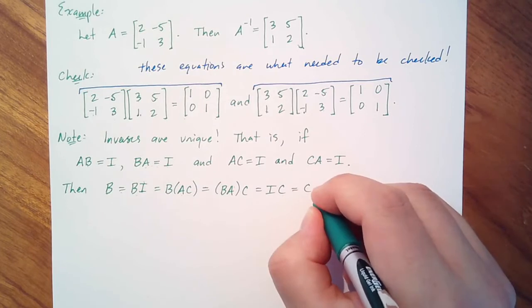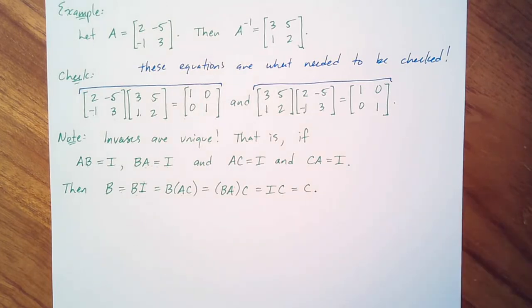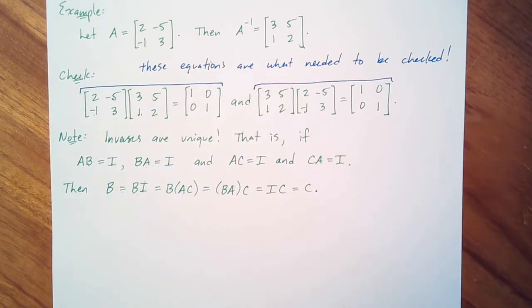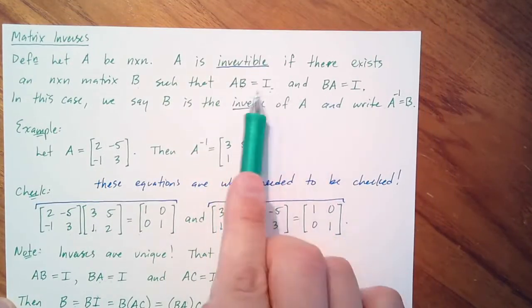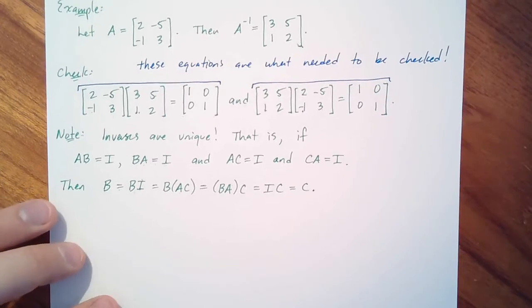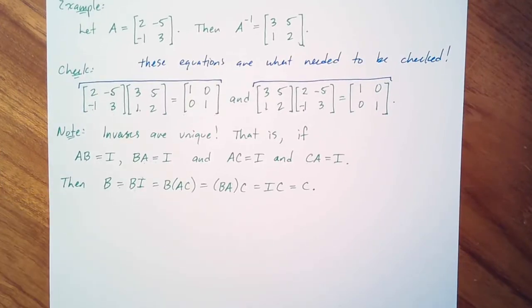So this is what it means when I say that inverses are unique. If you had 2 potentially different matrices that satisfied the same job of an inverse, in other words, they satisfy both of these equations, then all you've done is give them different labels, but they're actually, in fact, the same matrix. That's what this shows.